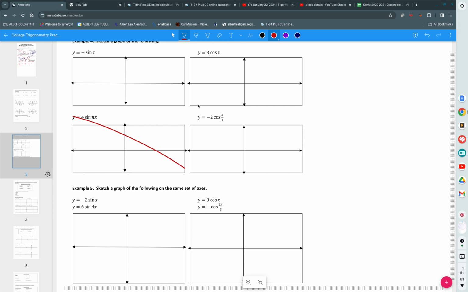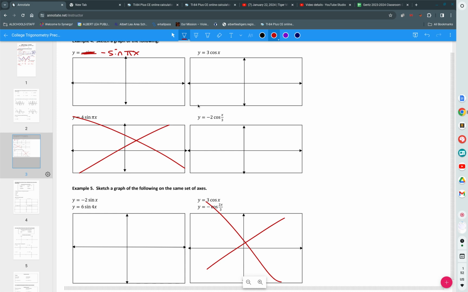Within the notes right here, we could get rid of that one and that one. We'll be doing the others to prepare you for this piece. And I'm actually going to change this one. Instead of negative sine of x, I'm going to make it negative sine of pi x. That's what we're going to do, okay?